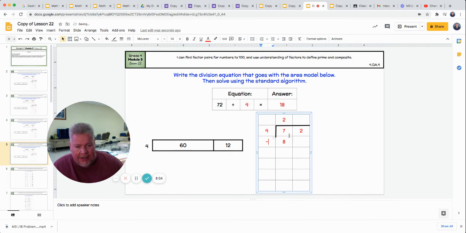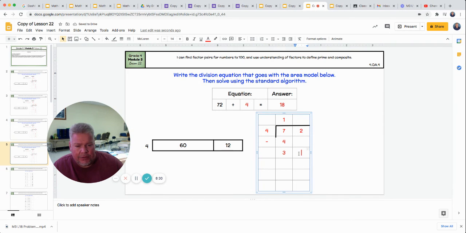7 minus 8. Can you take 8 away from 7? You can't. So anytime you put a number here that makes this number bigger than this one, you know this number's too big. You're going to have to change it. So let me go change these because 2 gave me an 8. So I know that's too big, so I'm going to have to put a 1. 1 times 4 is 4. Now subtract. 7 minus 4 is 3.